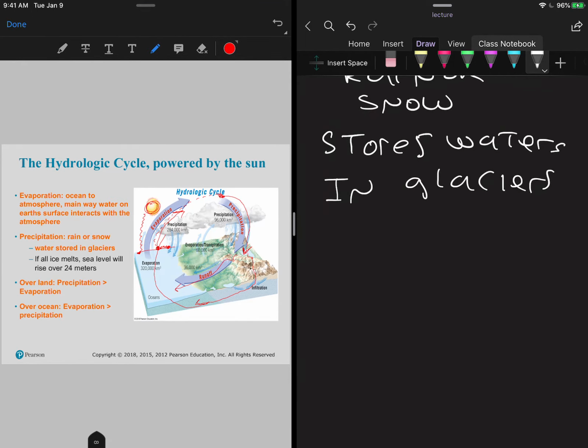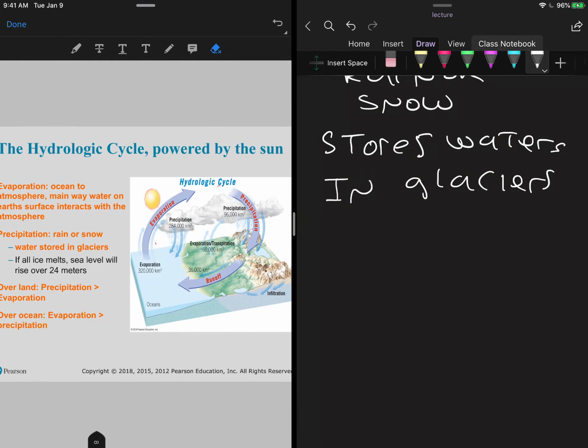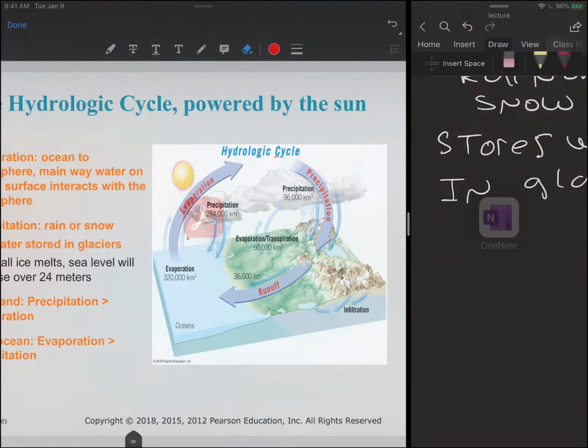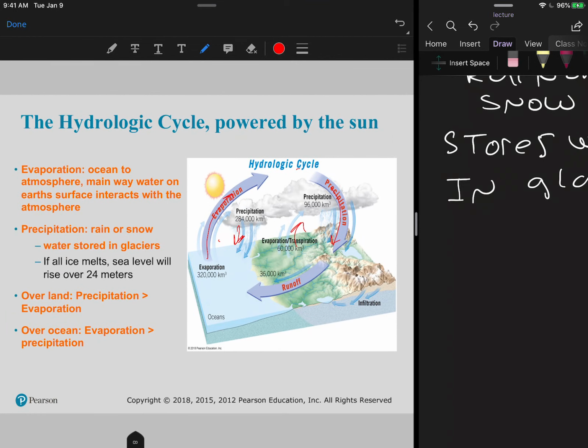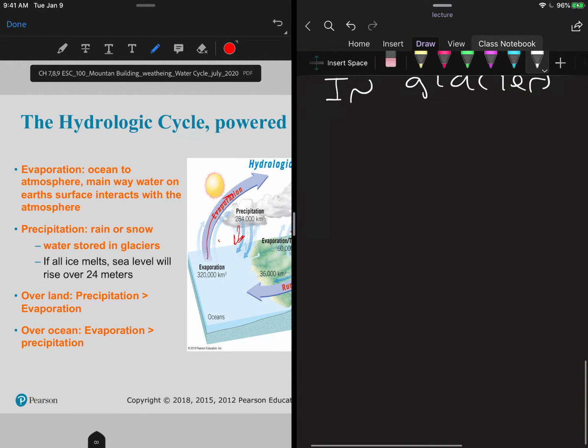So there's an interesting dynamic here between the raining and the evaporating. If you notice in this picture, it rains over the ocean, but it evaporates more over the ocean, and it rains less over the ocean. And on land, it's the other way. It actually rains more over land, and it evaporates less. So this is going to be the relationship.